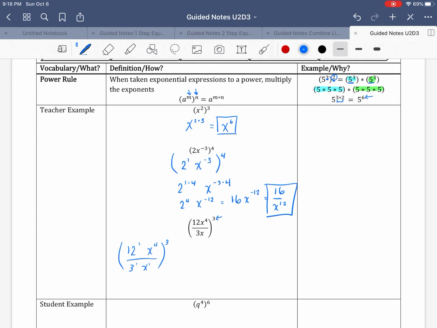Now, if I do a little bit of simplifying first, we can divide 12 by 3. And 12 divided by 3 is 4. So I can do 4 here. And then using my quotient rule right here, I can also do x to the 4 minus 1, which gives me x to the 3rd power.